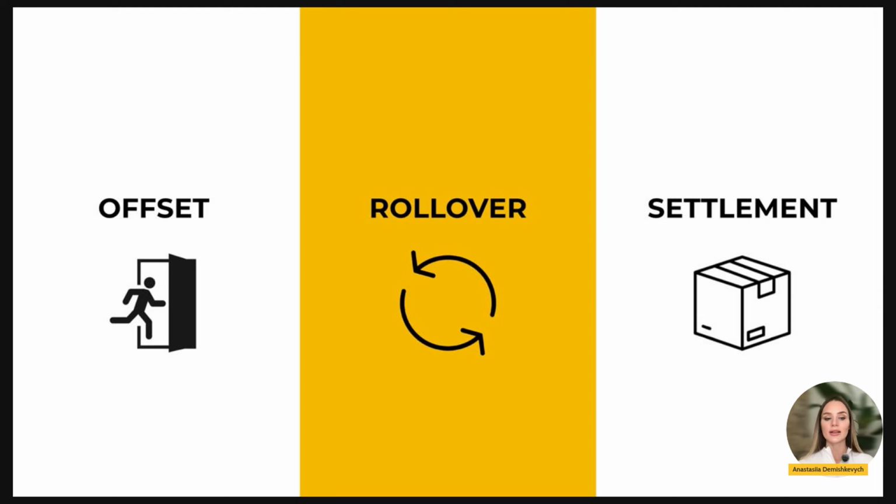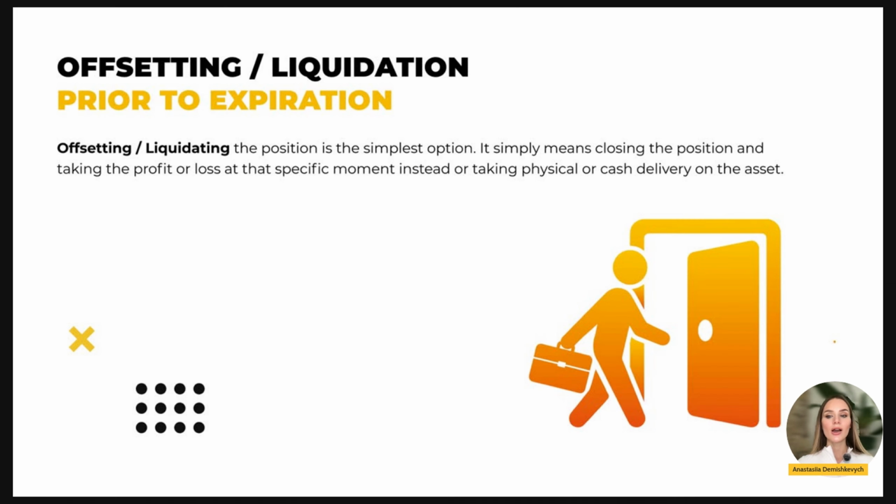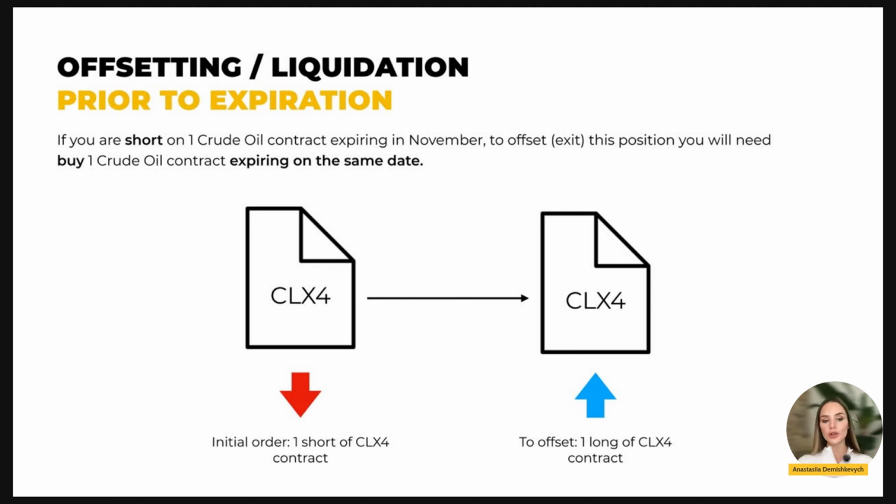When dealing with futures contracts, there are 3 main ways to manage your positions before the expiration: offsetting, rolling over, or settlement. Offsetting, or in other words, liquidating the position, is the simplest option. It simply means closing the position and taking profit or loss at the specific moment instead of taking physical or cash delivery of the asset. Basically, it means that you need to close your running position. For example, if you're short on one crude oil contract expiring in November, to offset and exit this position, you will need to buy one crude oil contract expiring on the same date.